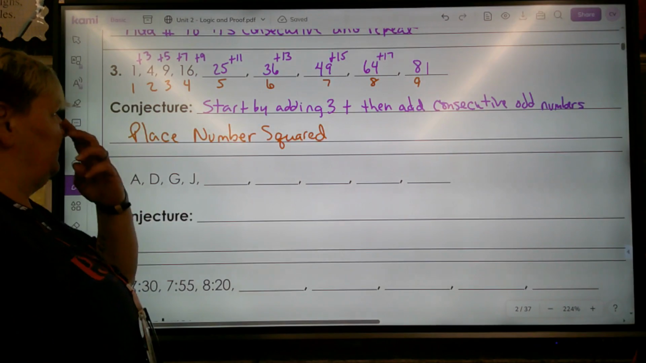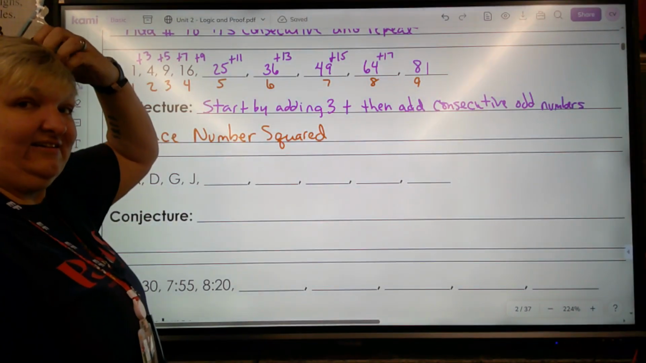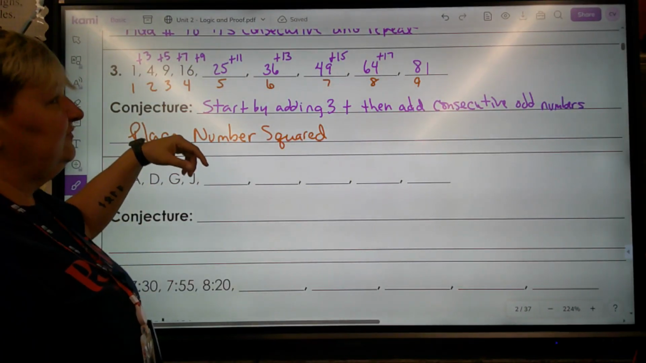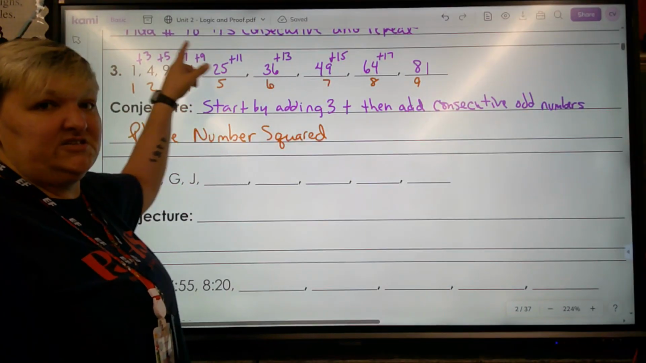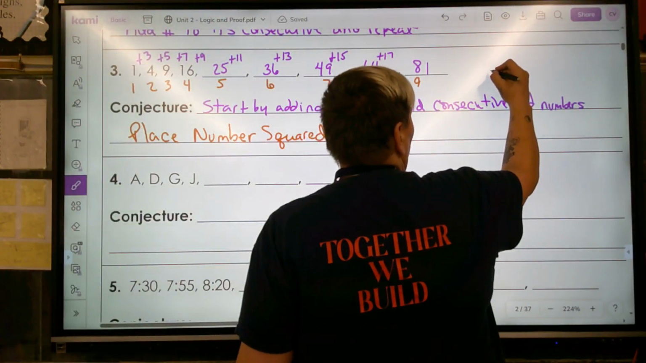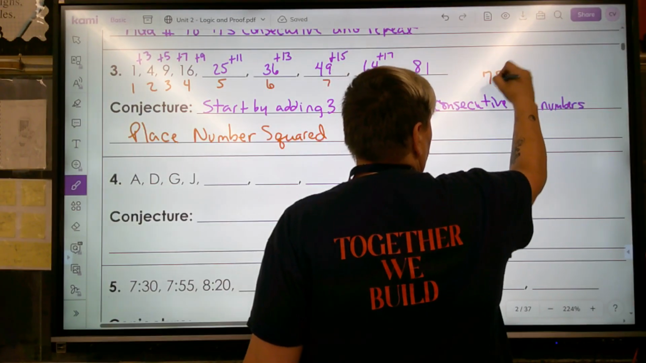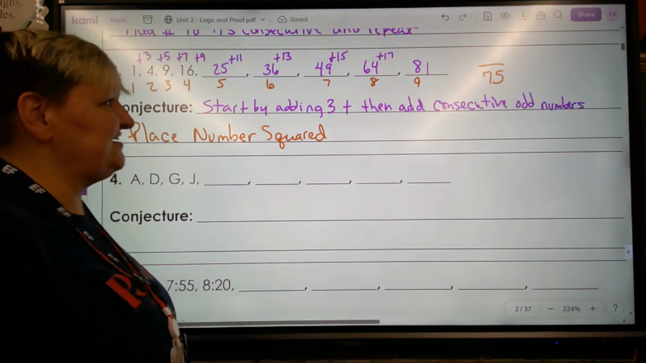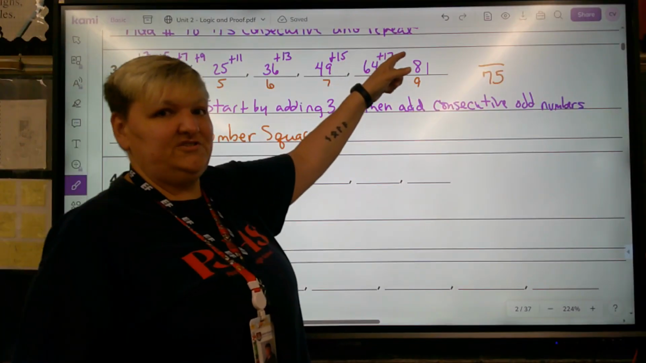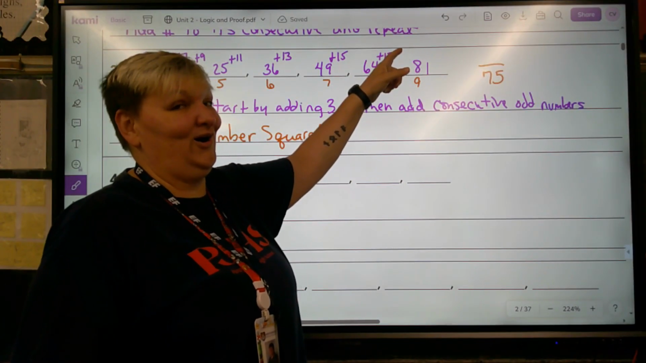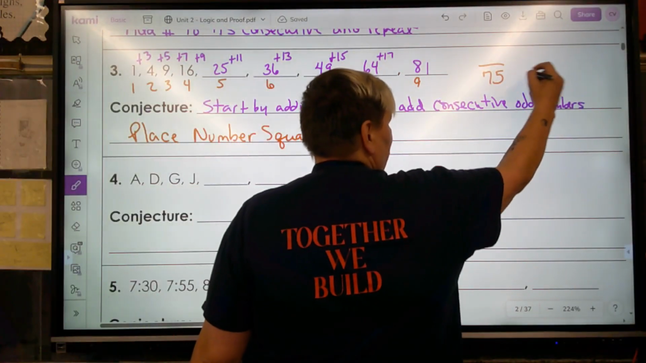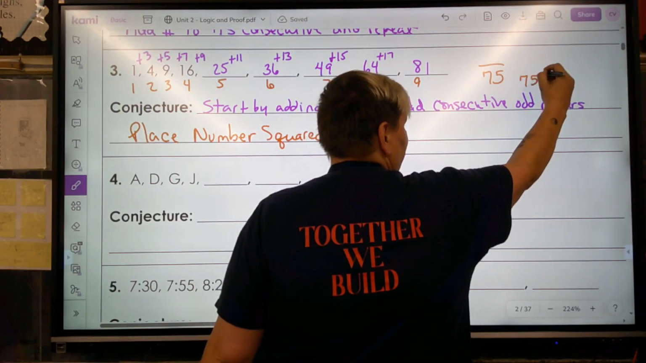Why would this be easier? Well, first of all, you don't have to add anything, right? You just square a number. 5 squared is 25. Done. Again, the addition might be easier in the beginning, but what if I ask you for the 75th number? Are you going to keep doing this until you get there? It's going to take you a while. Or you could just square it, right? Because the 75th number is 75 squared.